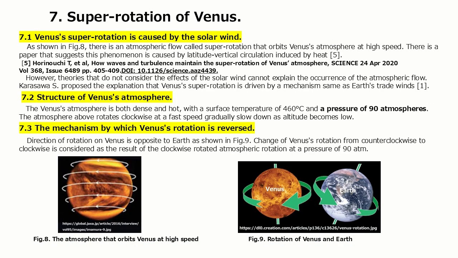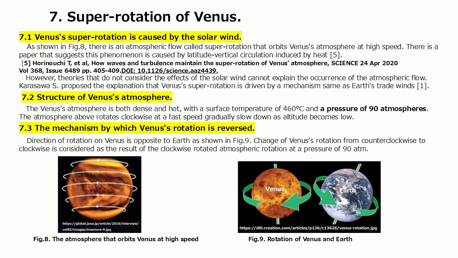Superrotation of Venus. Venus's superrotation is caused by the solar wind. As shown in Fig. 8, there is an atmospheric flow called superrotation that orbits Venus's atmosphere at high speed. There is a paper that suggests this phenomenon is caused by latitude vertical circulation induced by heat. However, theories that do not consider the effects of the solar wind cannot explain the occurrence of the atmospheric flow. Kurosawa S. proposed the explanation that Venus's superrotation is driven by the same mechanism as Earth's trade winds.